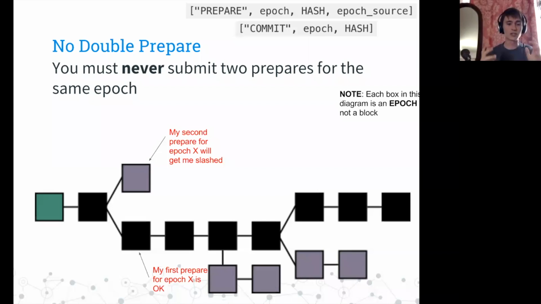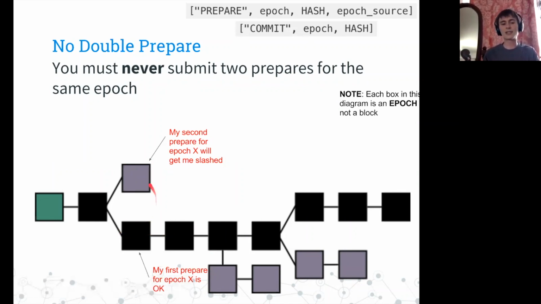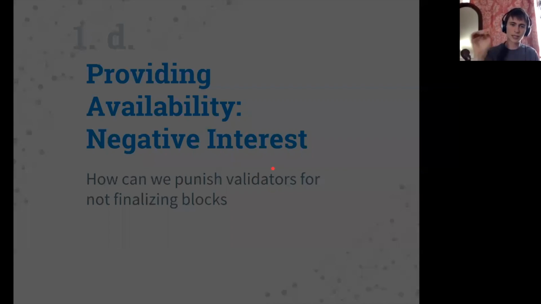And the final one is no double prepares. Remember, this doesn't mean that no validators can have different prepares. It just means that one validator cannot prepare on two different blocks for the same epoch. So for instance, this is my first prepare, and it's on this block, and then I have a second prepare on this epoch. That's not allowed, because then you can just start building up two different chains, and you're sunk. Okay, so that's basically that.